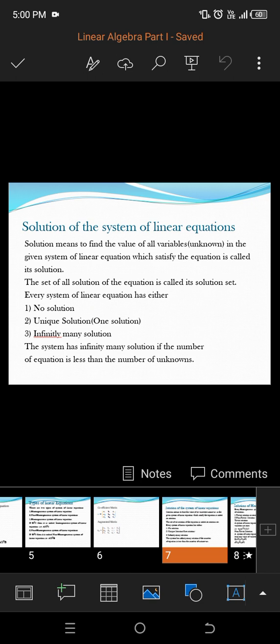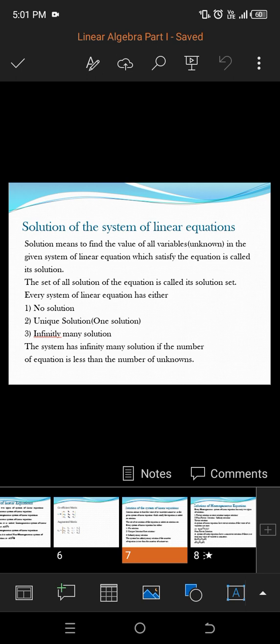There are three types of solutions that can be obtained from any linear equation: unique solution, infinitely many solutions, and no solution. Infinitely many solutions can be obtained if the number of equations is less than the number of unknowns.